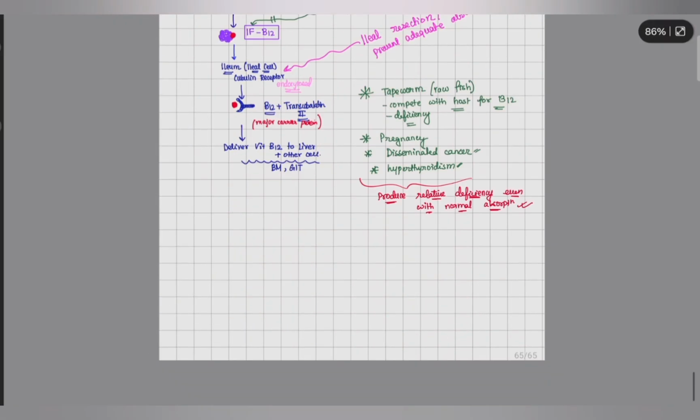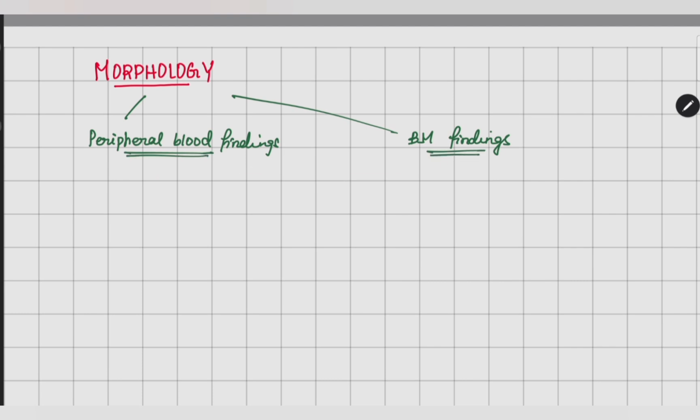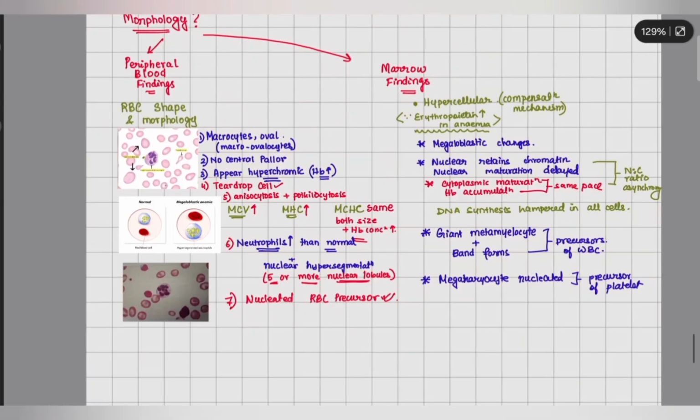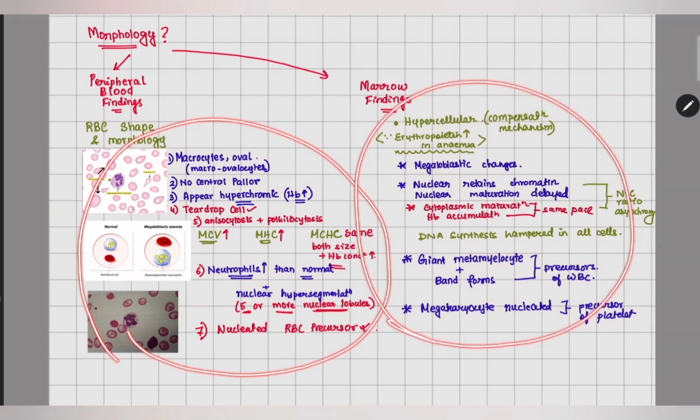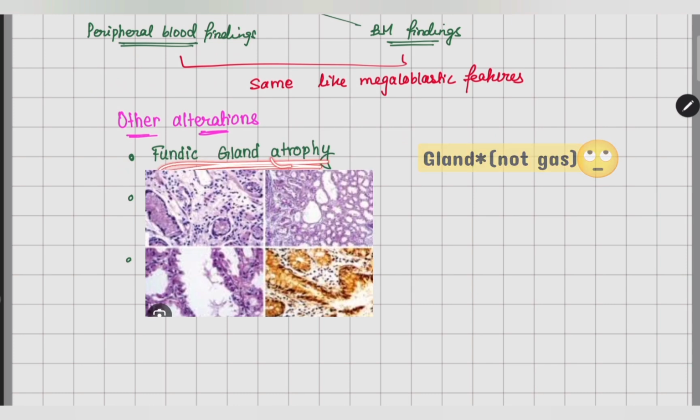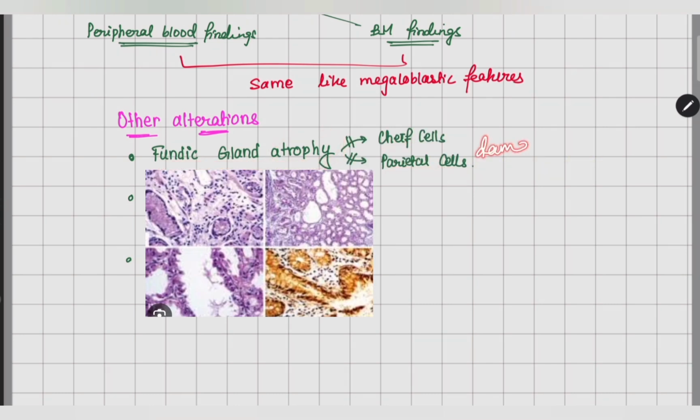Now let's look at the morphology. The peripheral blood findings and the bone marrow findings are the same as the megaloblastic features that we have discussed earlier. Okay, now let's look at the other alterations. There will be fundic gland atrophy. So there will be damage to the chief cells and the parietal cells.